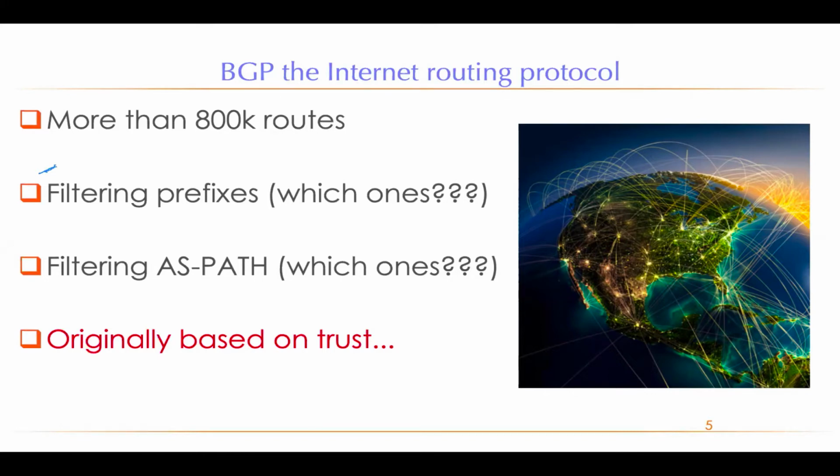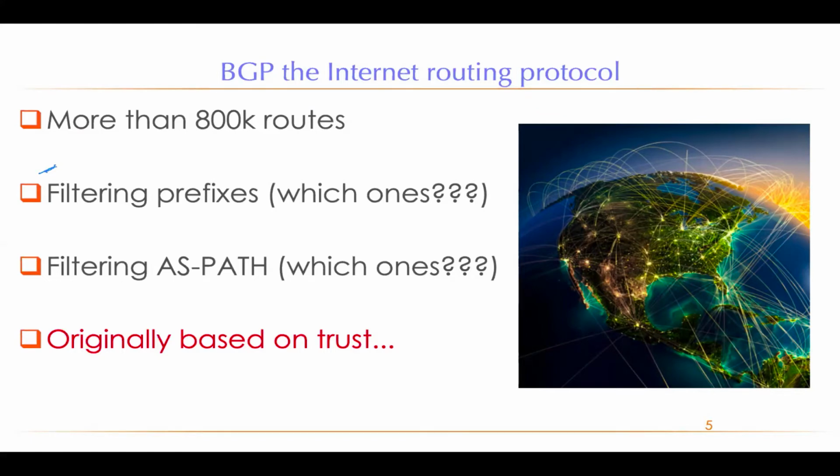So originally, filtering was based on trust. So if I'm ISP A and I have a prefix and I want to peer with IXP B, what I will do is I will ask IXP B, what's your prefix? What's your AS number? Then based on that trust, I'm going to allow his prefix through my network, and he is going to allow my prefix through his network. So that's how originally BGP was meant to function.